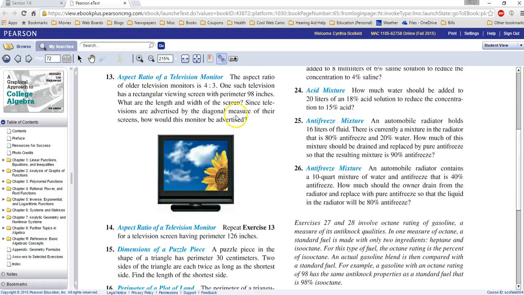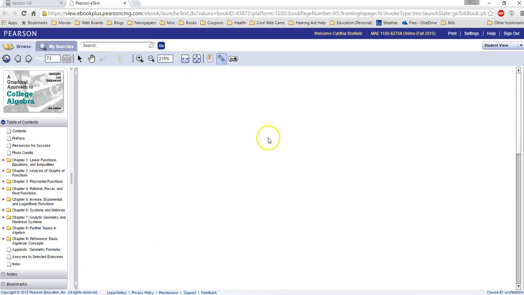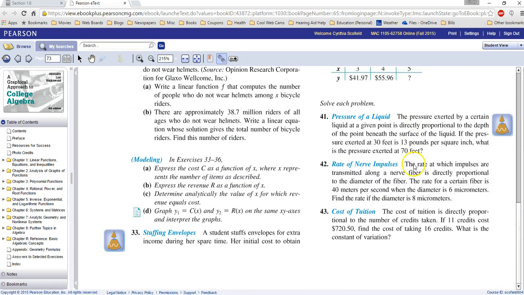Number 34 in this book. So it looks like I need to go to the next page. If you scroll down to the bottom here, it says, in these exercises, express the cost C as a function of X, where X represents the number of items as described. Express the revenue R as a function of X. Determine analytically the value of X for which revenue equals cost.